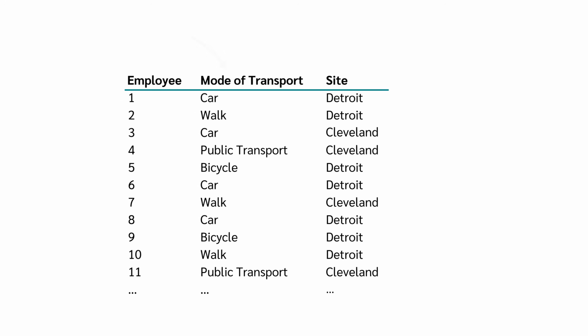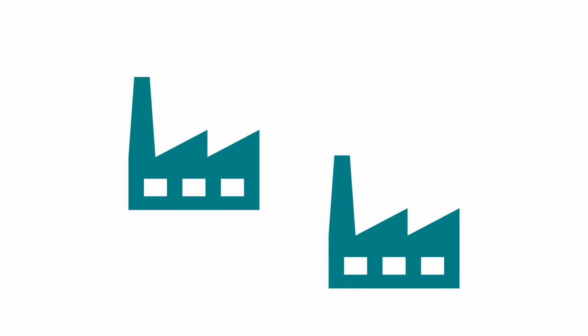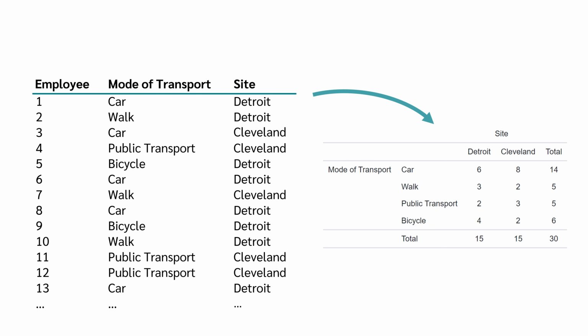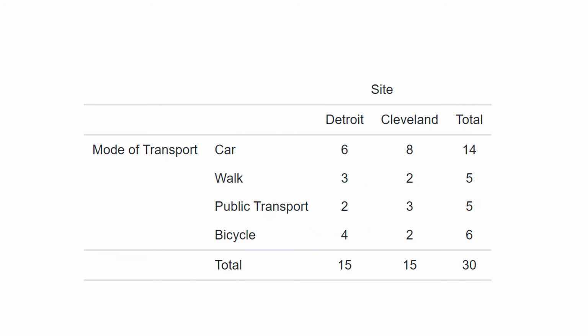But what if we have not only 1 but 2 categorical variables? This is where the contingency table, also called crosstab, comes in. Imagine the company doesn't have 1 factory but 2, 1 in Detroit and 1 in Cleveland. So we also ask the employees at which location they work. If we want to display both variables, we can use a contingency table. A contingency table provides a way to analyze and compare the relationship between two categorical variables. The rows of a contingency table represent the categories of one variable, while the columns represent the categories of another variable.